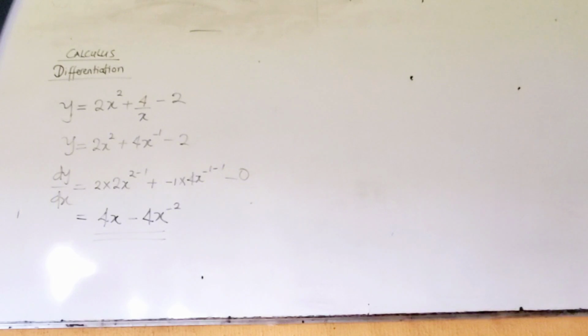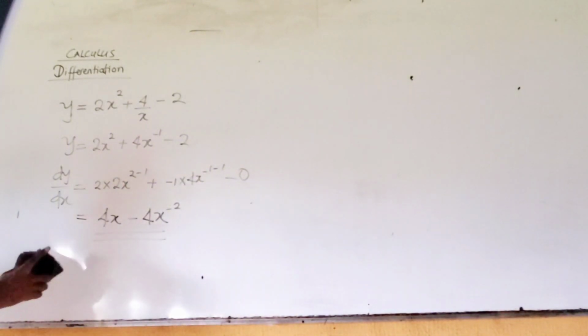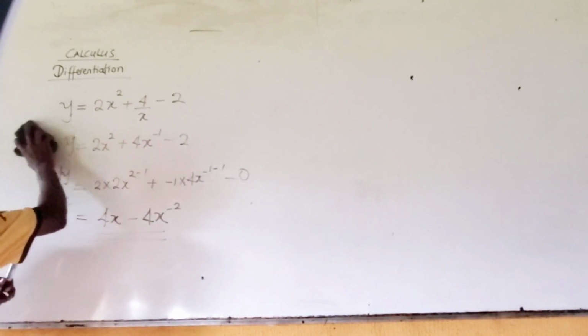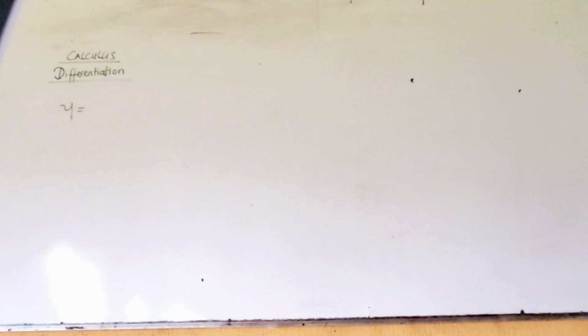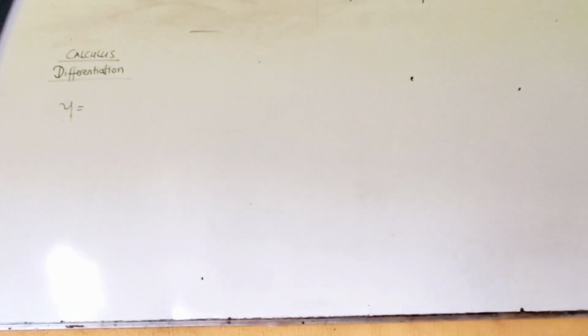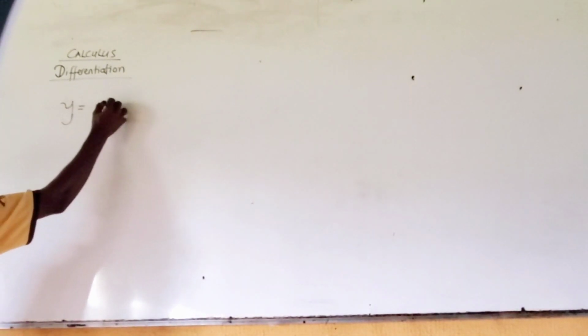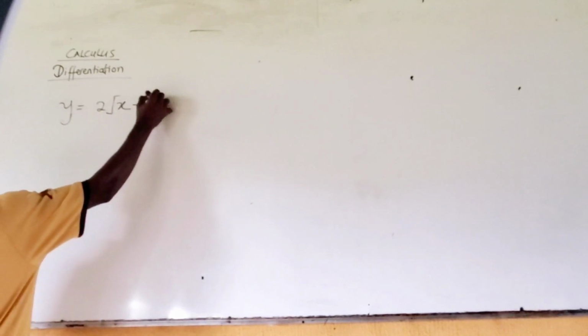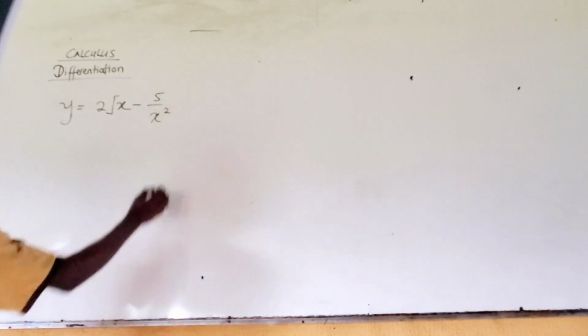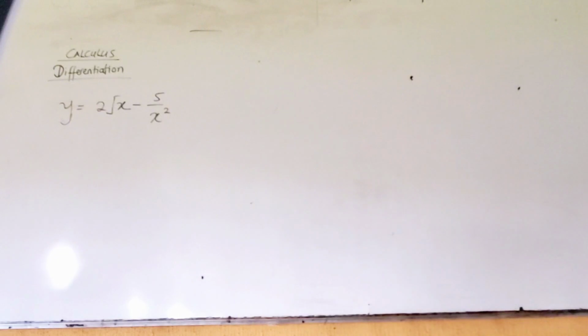Then let's take another question. Assuming we have something like 2 root x minus 5 all over x squared. Differentiate this with respect to x. So how do we differentiate this?